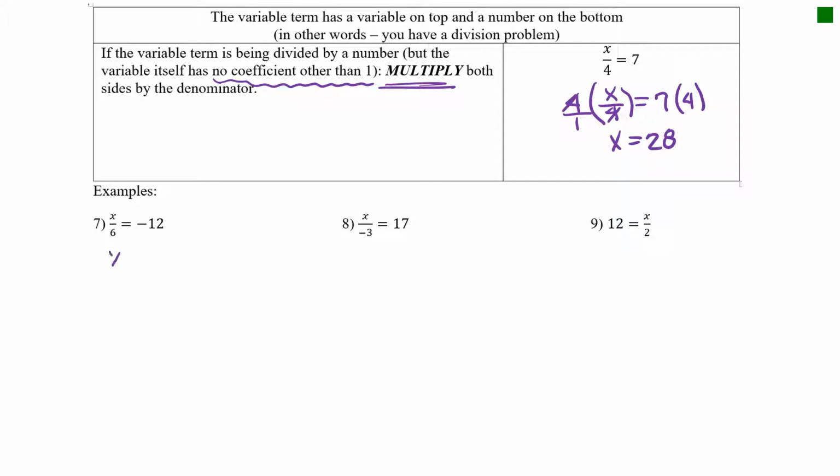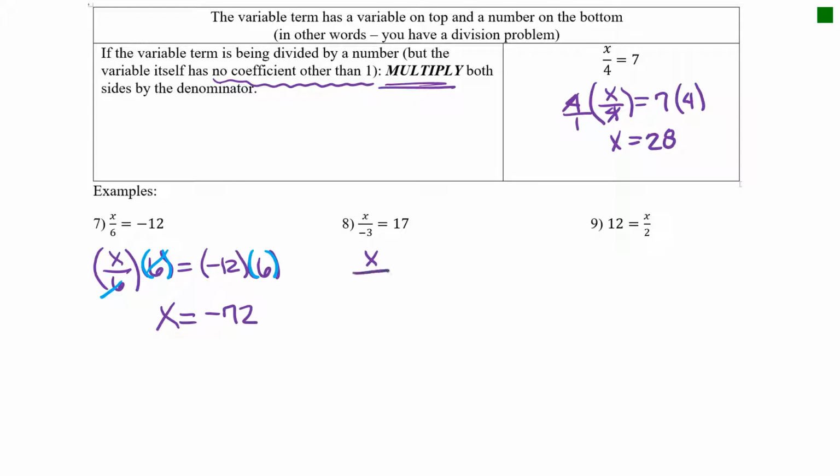Let's look at our examples. I'm going to rewrite it because I don't have any room. X over 6, I'm going to put it in parentheses to multiply. What am I going to multiply by? I'm going to multiply by 6. Now you can put the 6 in the back if you want. It doesn't have to be in the front. I've got negative 12 over here, and I'm going to multiply by 6. Remember, whatever I do to this side, I have to do the same thing to that side. These 6's cancel, so I have x equals negative 12 times 6, which is negative 72.